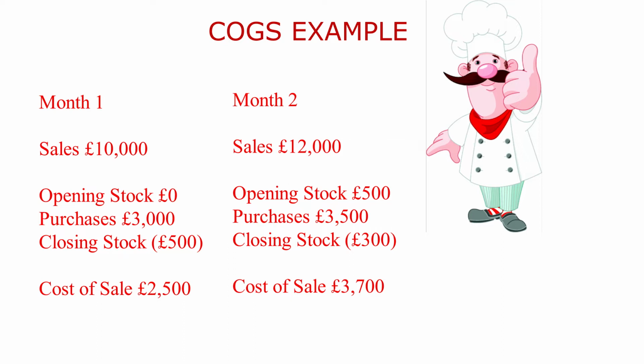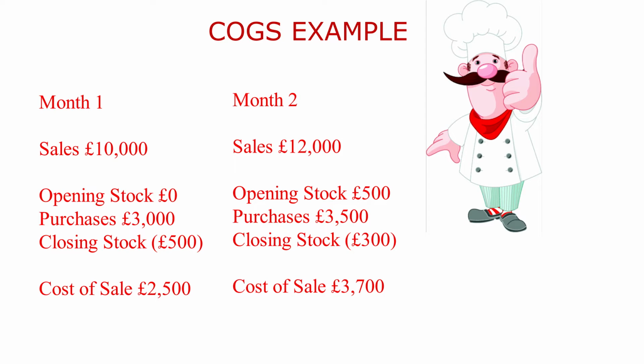And obviously £500 of stock on hand is not enough, so he's gone to the cash and carry and bought £3,500 worth of more food and drink. But then again, he repeats the same process at the end of month 2, where he does an inventory check to see how much food and drink he has left on hand, and this time he has calculated his inventory on hand to be £300. Okay, so we must minus that £300, and therefore his cost of sale has now become £3,700 for the month.